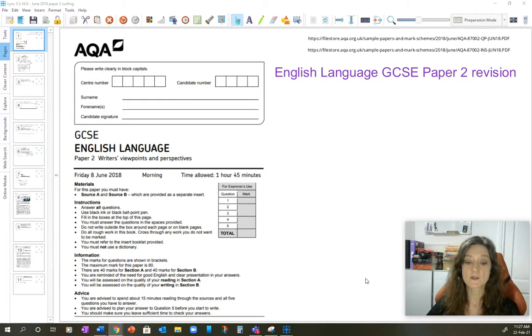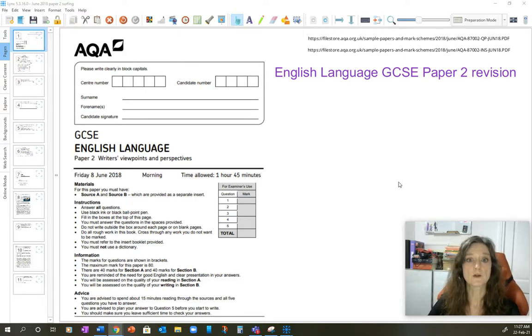And make sure you've got sufficient time to check your answers. So as you can see here, 40 marks for section B and 40 marks for section A. If you're following my minute per mark, that should leave you 5 minutes to check on section A and 5 minutes to check on section B. That's kind of built in. So what are we going to do next?